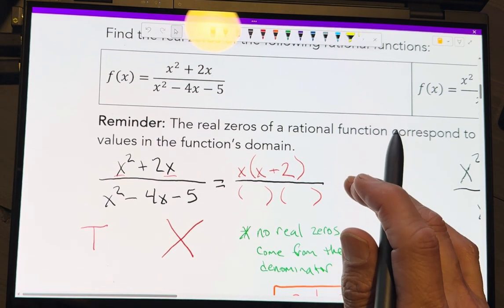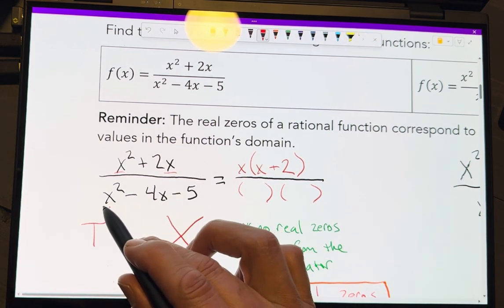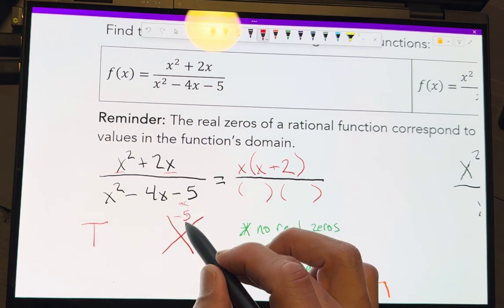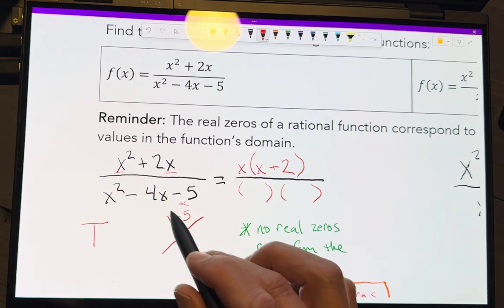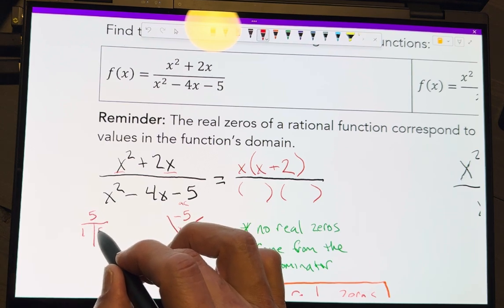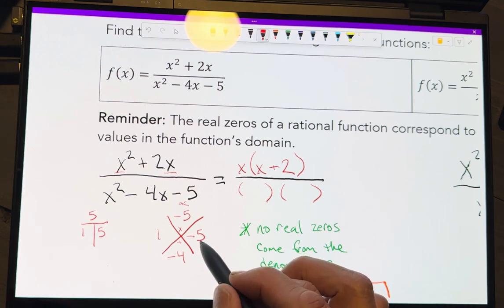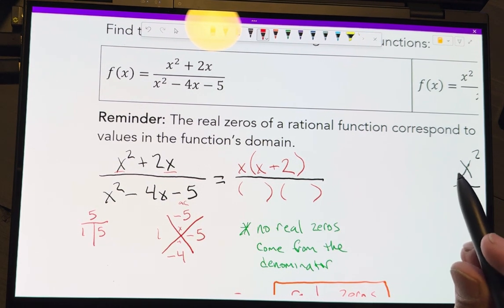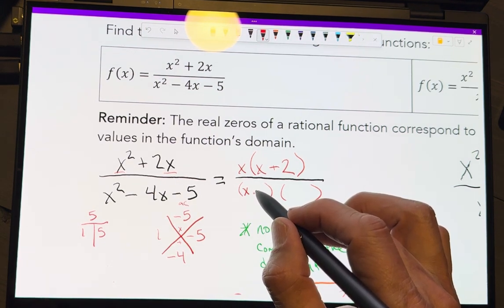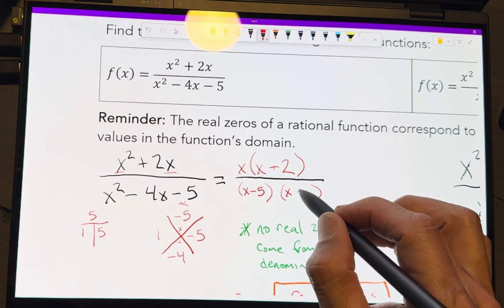And now let's use the x method down here. So AC, a times c is 1 times negative 5. So we have negative 5 AC. This is multiply, this is add. And let's find the factors of 5. It's just 1 and 5. So 1 and 5, I need a negative 5. 1 plus negative 5 is negative 4. So that gives us x minus 5 and x plus 1.